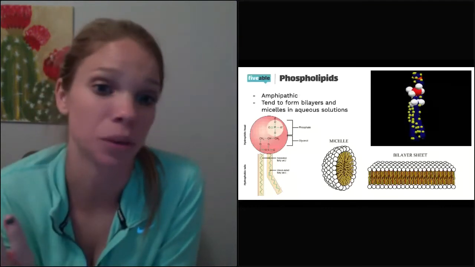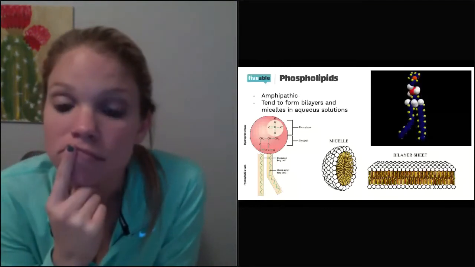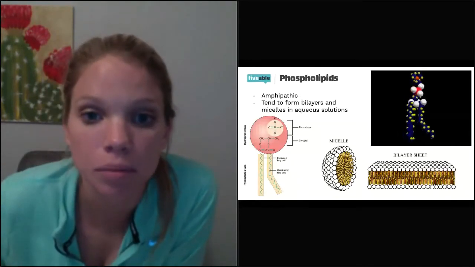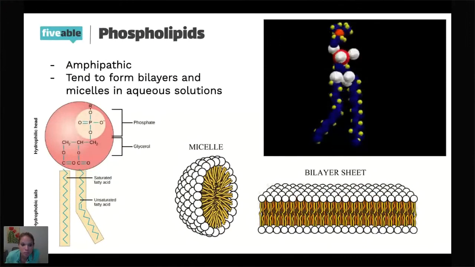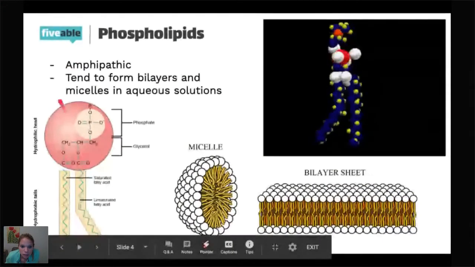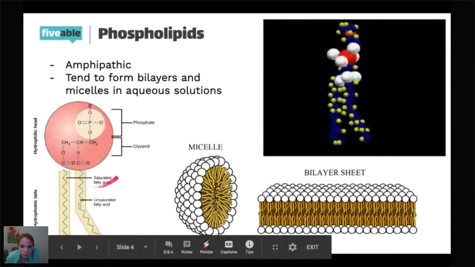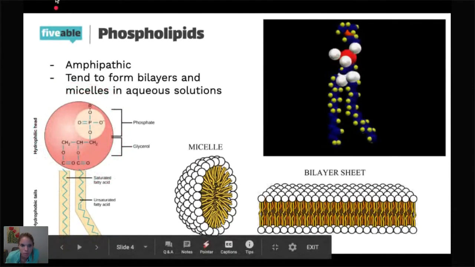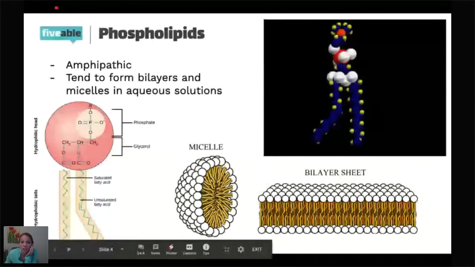Or element, if you want to list the element. Here, I'm going to blow this up for y'all, make it a little easier for y'all to see. So in this head, there's some specific atom or element complex thingy that's making this polar. What is that? Oxygen. Very good, Sandra.